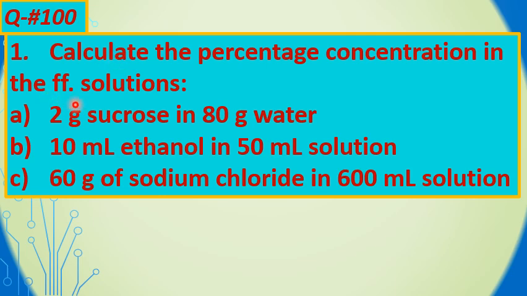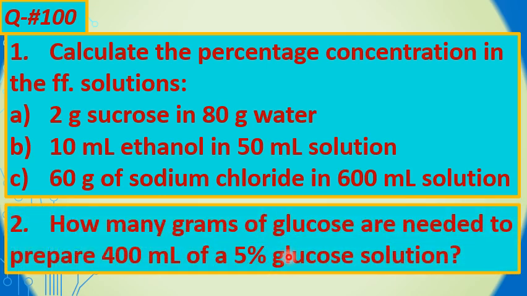Our questions are: number one, calculate the percentage concentration in the following solutions. Letter A, 2 grams sucrose in 80 grams water. Letter B, 10 ml ethanol in 50 ml solution. Letter C, 60 grams of sodium chloride in 600 ml solution. And question number 2, how many grams of glucose are needed to prepare 400 ml of a 5% glucose solution?